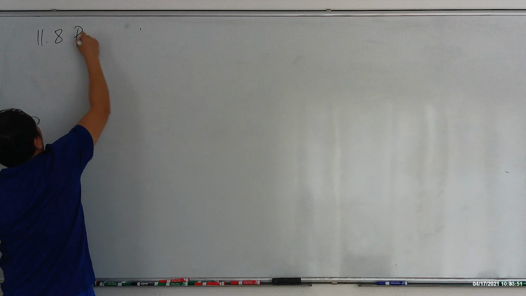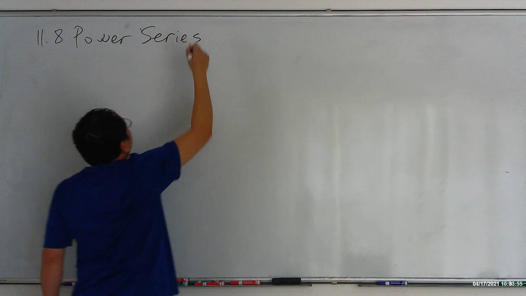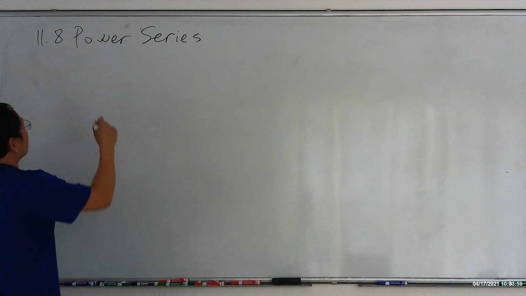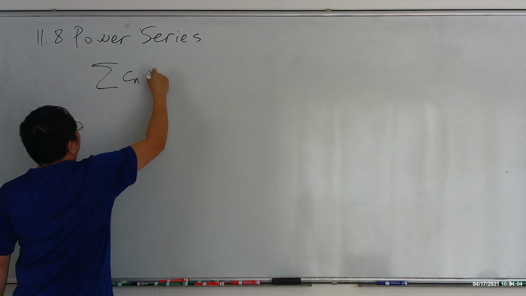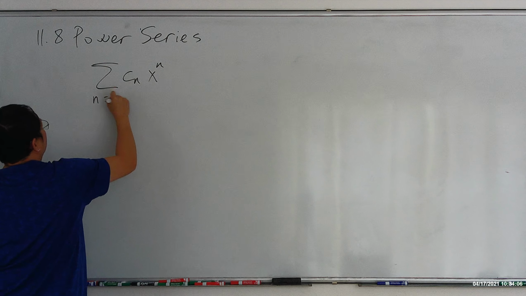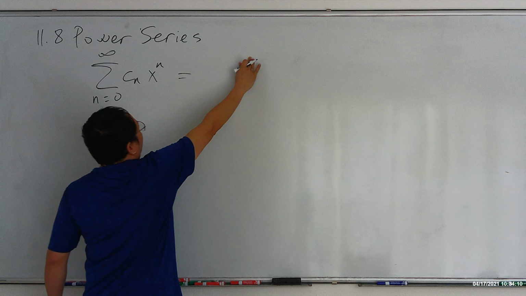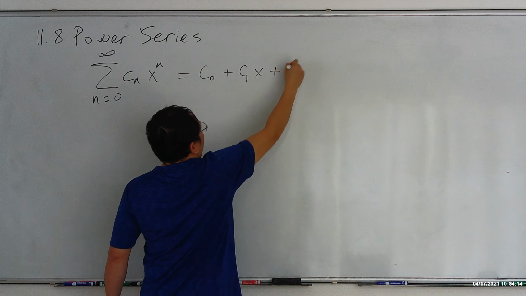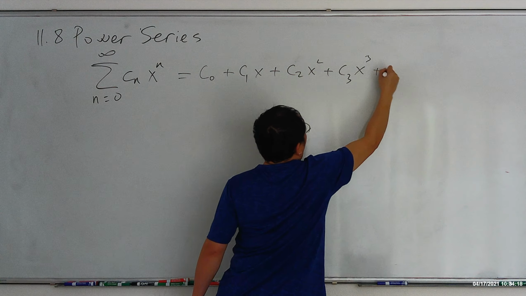11.8. Power series. So first I'll give you a definition. A power series is a series that looks like this: the sum of Cn x to the n from 0 to infinity. So what we're trying to say is this. You have a series that looks like this: C0 plus C1 times x, C2 x squared, C3 x cubed, and so on.